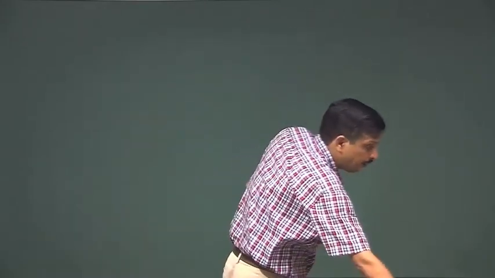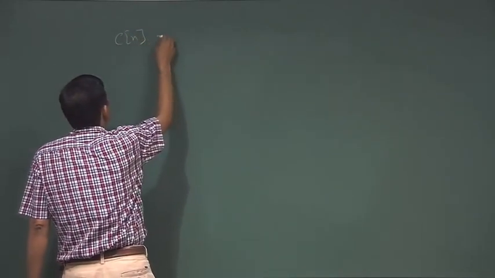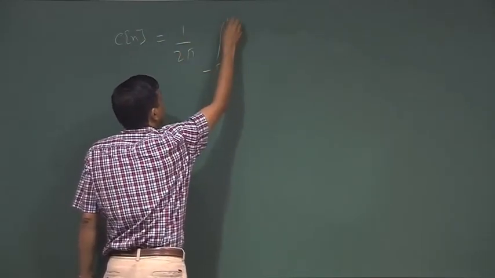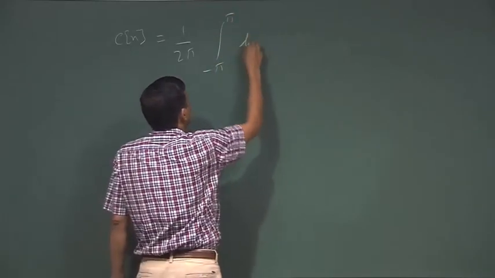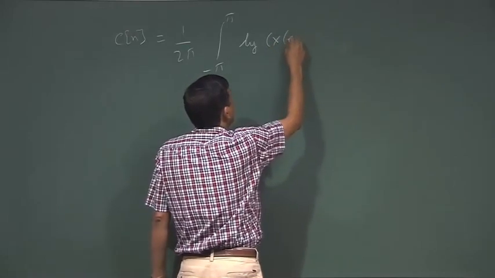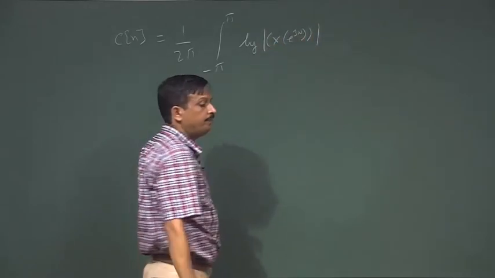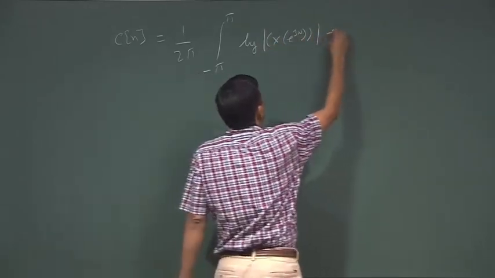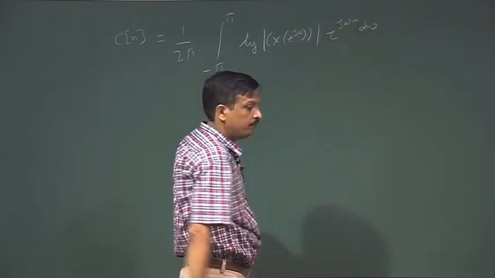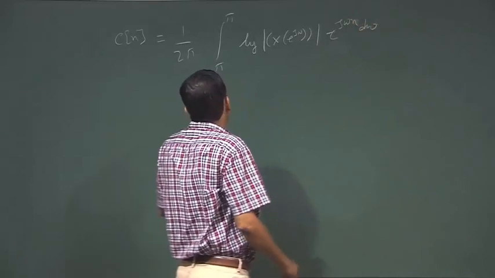So, what I will do? First think about the real spectrum. What is Cn? Real spectrum means inverse Fourier, 1 by 2 pi, minus pi to pi, of the log magnitude, log of mod of x of e to the power j omega, times e to the power j omega n d omega. This is the real spectrum.